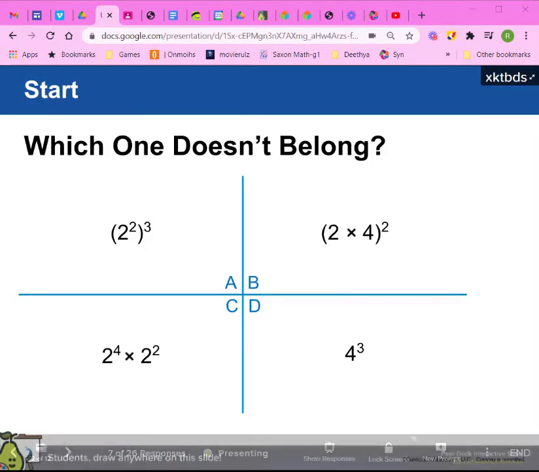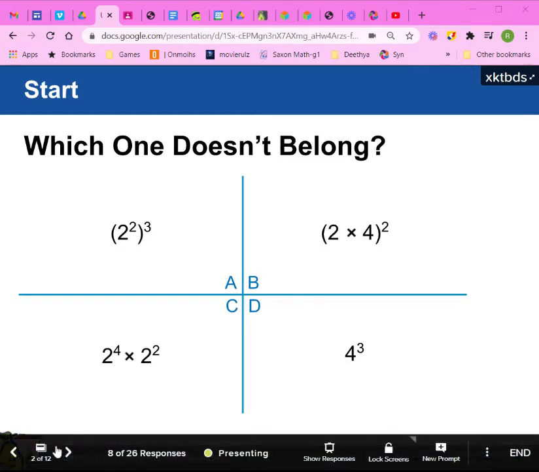Okay, so let me do that. Which one doesn't belong? That's what we're learning. Look at those exponents, and then we can see which one doesn't belong. We can do that right now. Now when I look at this one, we can see how different answers are out there.